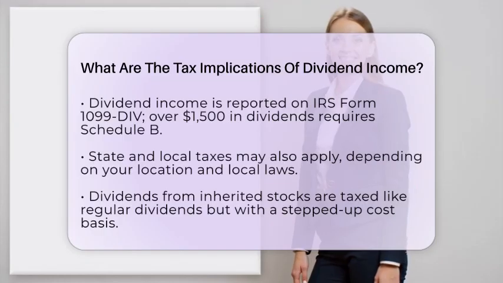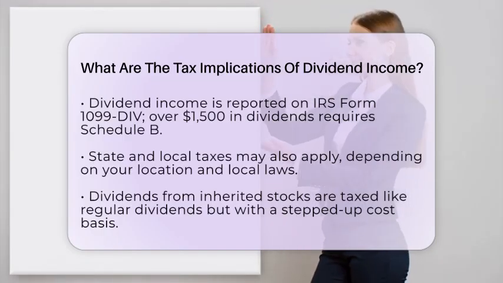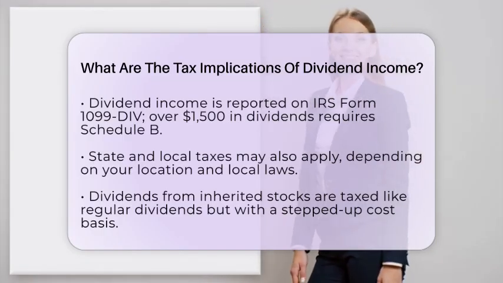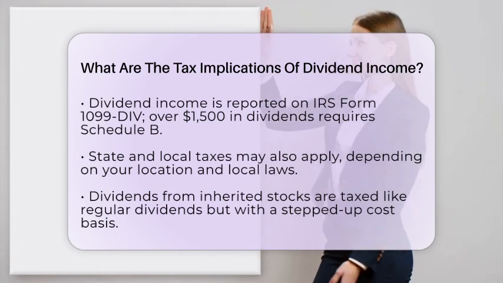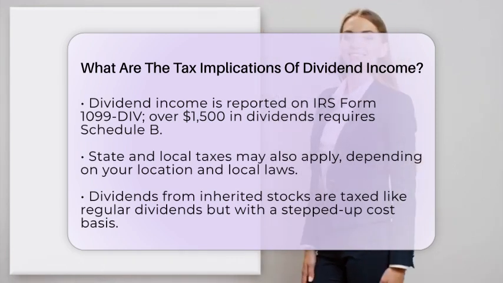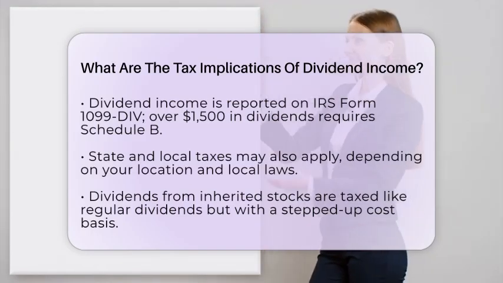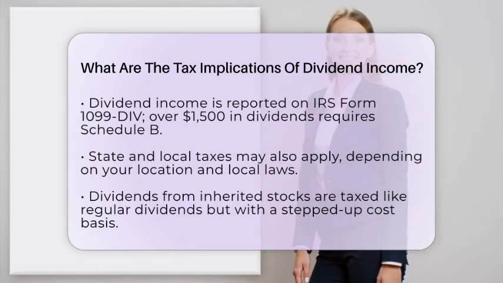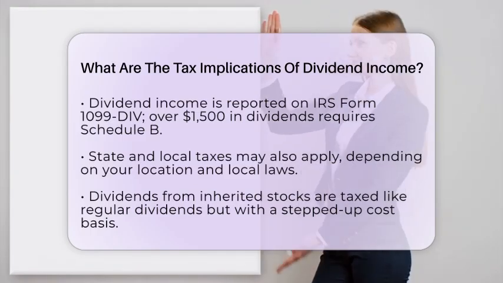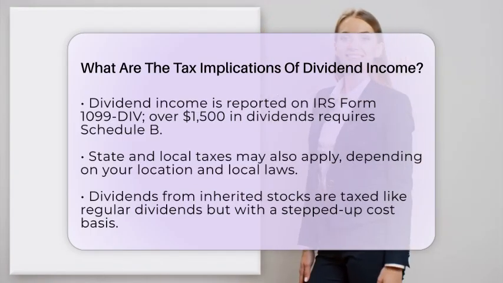When you receive dividends, they are reported to you and the Internal Revenue Service on Form 1099-DIV. Your broker or the company paying the dividend will send this form. If your total dividends are more than $1,500, you will need to include Schedule B with your tax return.